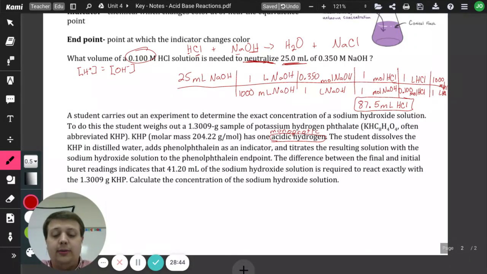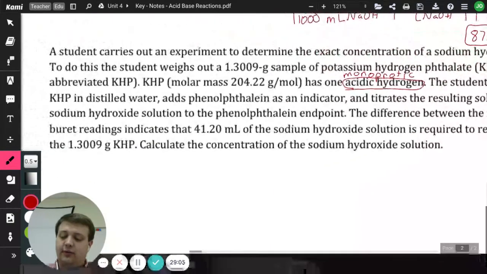solution with the sodium hydroxide solution to the phenolphthalein endpoint. The difference between the final and the initial burette reading indicates that 41.20 milliliters of sodium hydroxide solution is required to react exactly with 1.3009 grams of KHP. So then they want us to calculate the concentration of the sodium hydroxide.